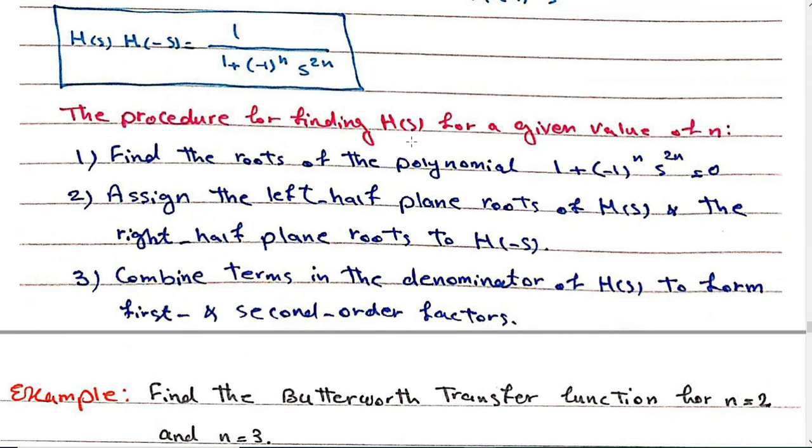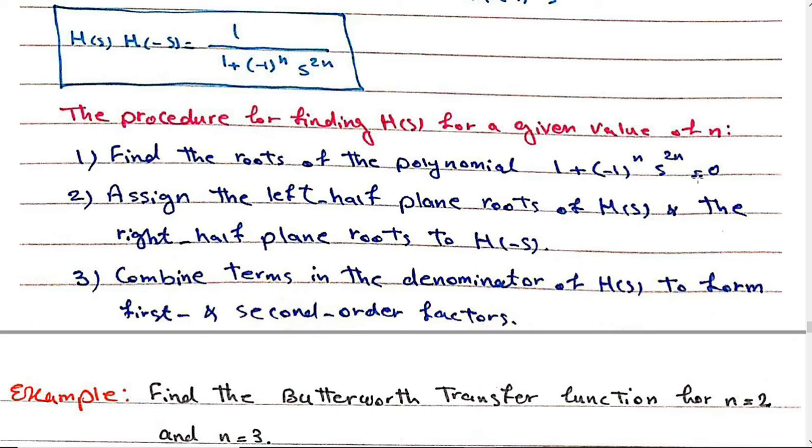So the procedure is to find the roots of the denominator for this transfer function. H(s) multiplied by H(minus s) is this. You find the roots for this polynomial, 1 plus (minus 1) to the n multiplied by s to the 2n. So make it equal to 0. From here, you can calculate the roots. Okay, this is the first step.